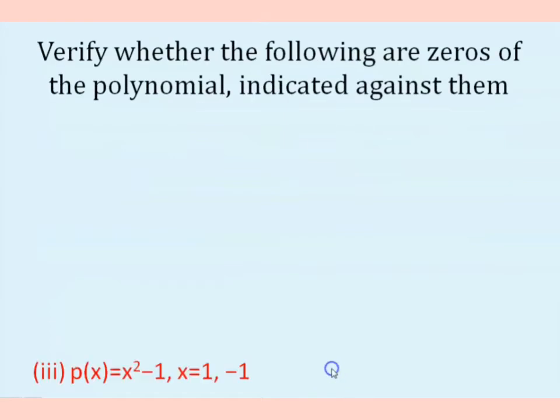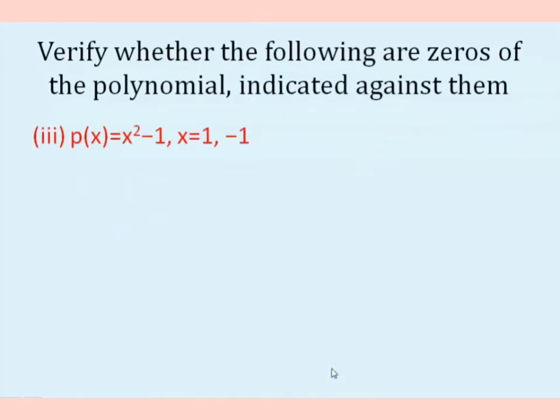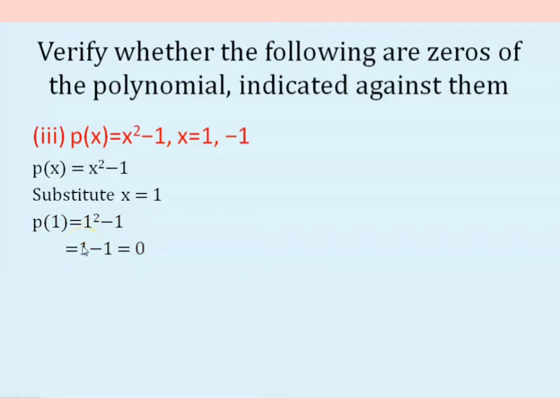Next problem, subdivision 3, p of x equals x squared minus 1, x is equal to 1 and minus 1. So they have given two values for x, 1 and minus 1. We have to solve it for both the numbers. So p of x is equal to x squared minus 1. First we'll substitute x is equal to 1. So p of 1 equals 1 squared minus 1. 1 squared is 1 minus 1, which is equal to 0.